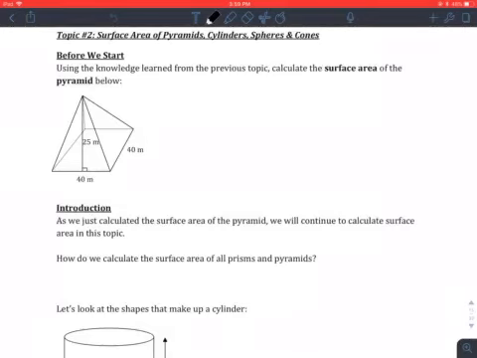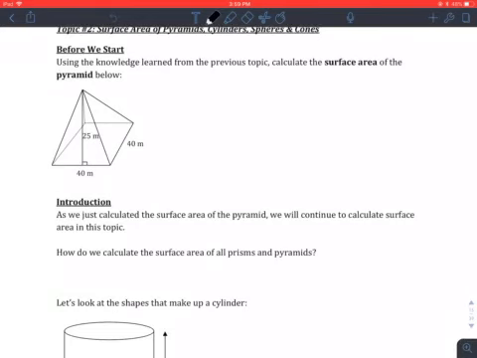All right, let's take a look at topic 2, which is all about surface area of pyramids, cylinders, spheres, and cones. So using some of the stuff we talked about last time, let's calculate the surface area of the pyramid. What we're going to do, or what our plan is, is to break this apart into its smaller two-dimensional shapes and come up with a formula that we can use for every pyramid.